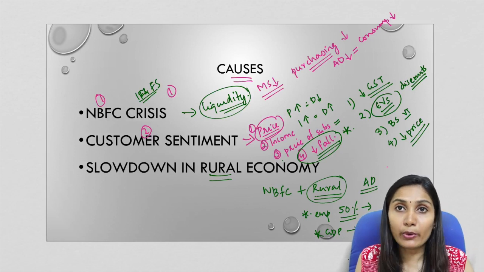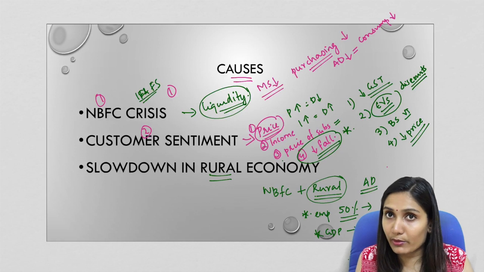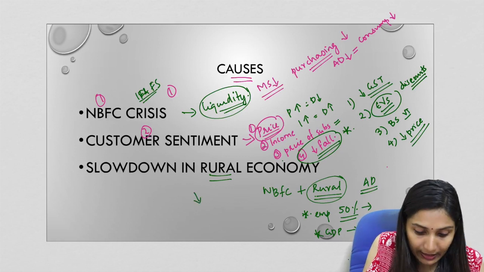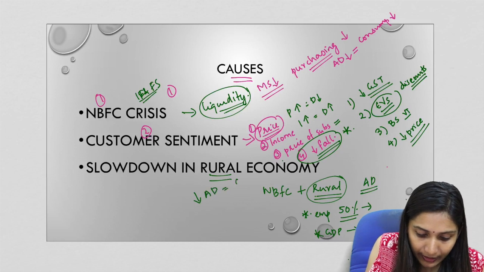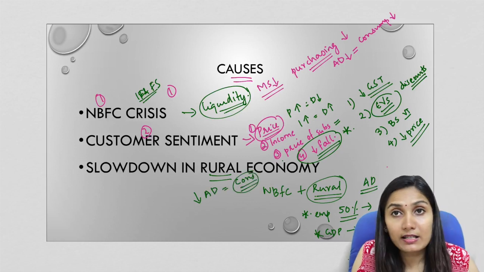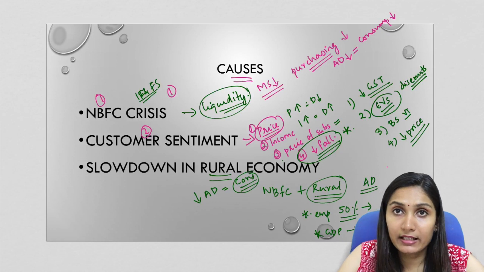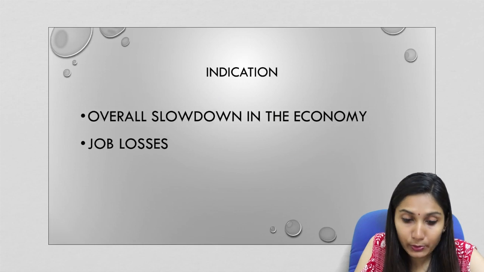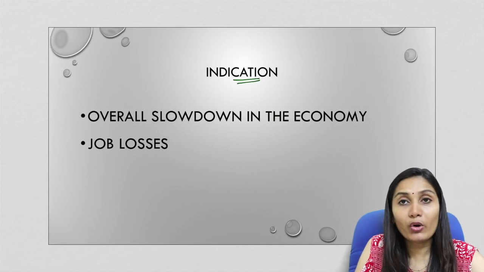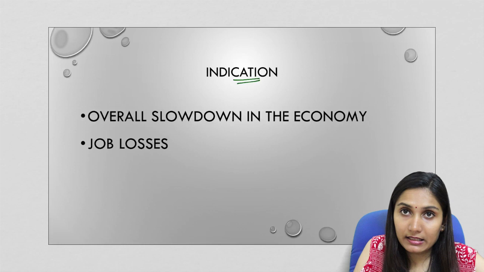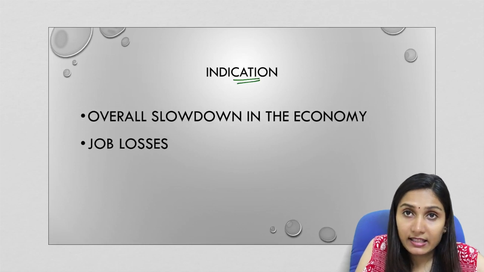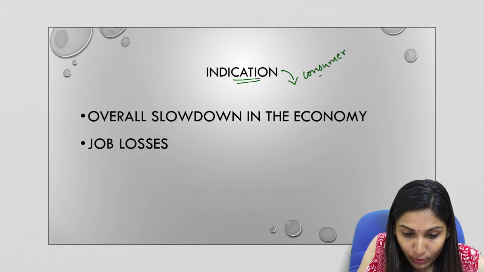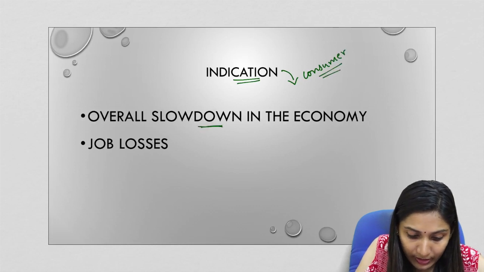So whenever there is a slowdown in the agricultural sector, it implies that overall there is a decline in aggregate demand and aggregate consumption. So these are some of the causes that have led to a decline in the sale of automobiles in the last quarter. Now let us come to its implication. What does it imply? As we discussed earlier, this indicates that there is a decline in consumer sentiment, and also an overall slowdown in the economy.